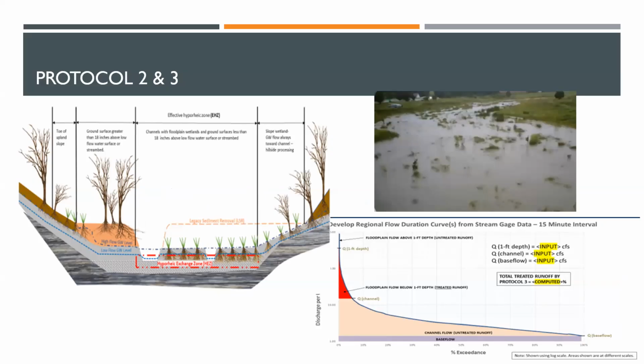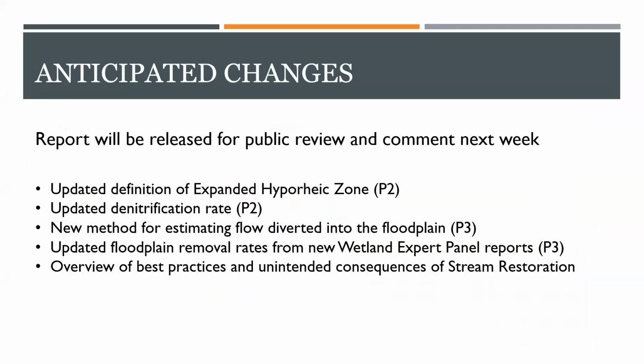They are also revising the way in which you calculate how much volume of water is diverted into the floodplain as well, to try to capture the flows that are getting out under smaller storm events, which the rainfall runoff models don't do a great job of. So again, sort of updating that expanded hyporheic zone, updating the denitrification rate itself based on the most recent science and literature review that they conducted.